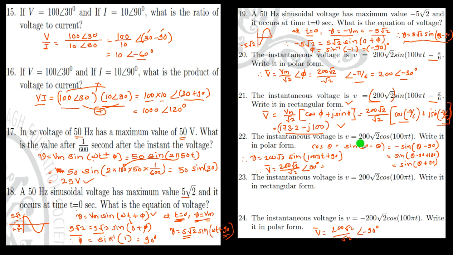The instantaneous voltage V is equal to 200 root 2 cos of 100 pi t. So we know that cos theta is equal to sine of 90 minus theta, that is minus sine of theta minus 90. So to absorb the minus sign, we will add the 180. So sine of theta minus 90 plus 180, so it is sine of theta plus 90. So I can represent this cos as 100 pi t plus 90 in the form of sine. So it is 200 root 2 by root 2 at an angle of 90. So it gives you 200 at an angle of 90.